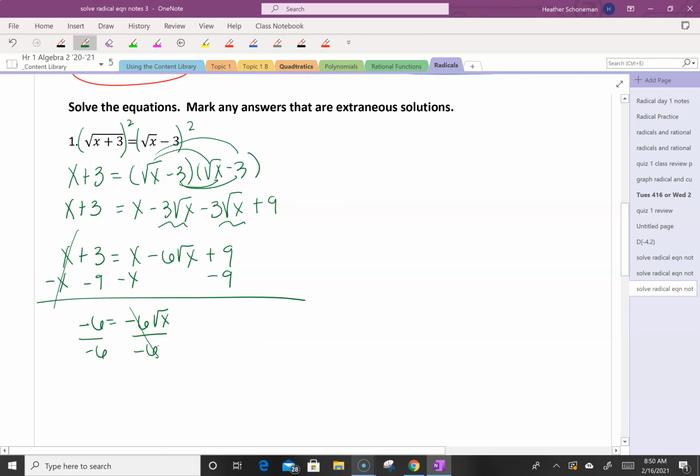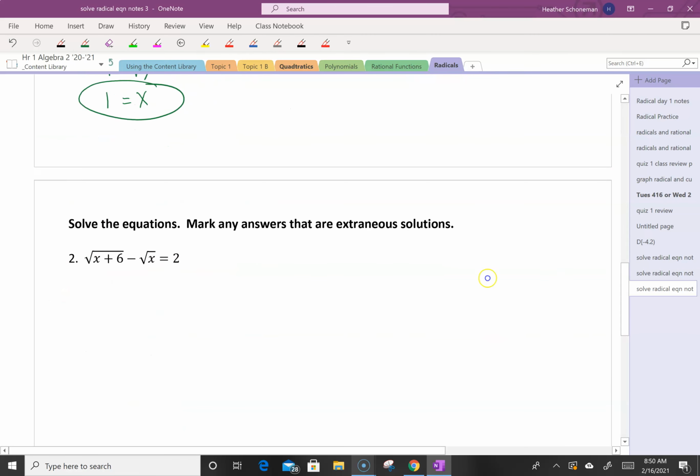They cancel out because negative 6 divided by negative 6 is 1. Now this equation is much simpler. So now to solve, I'm going to square both sides. So I get x equals 1. And we're done. Okay, let's try another one.